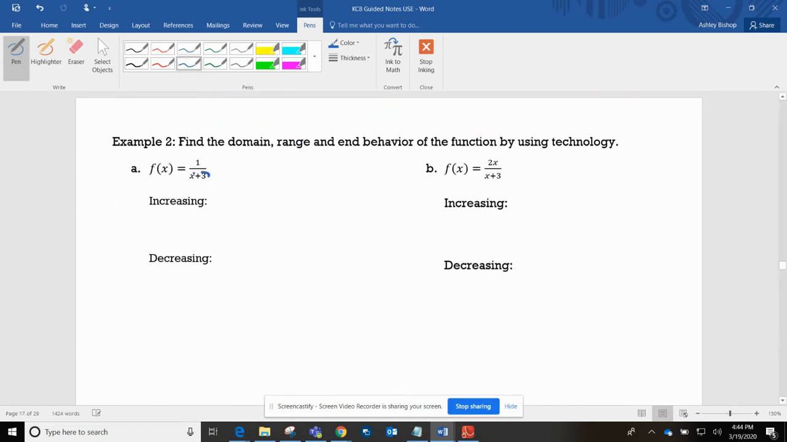And so we need to set the bottom equal to 0. So x plus 3 equals 0. And we need to figure out what x cannot be. So I'm going to subtract 3 from both sides. And I know that x cannot equal -3. It is undefined at x equals -3.